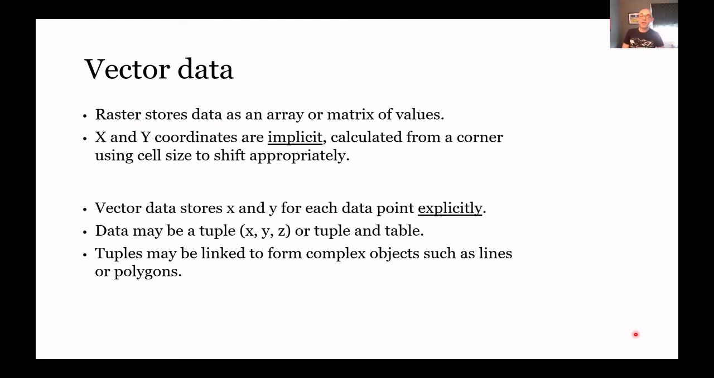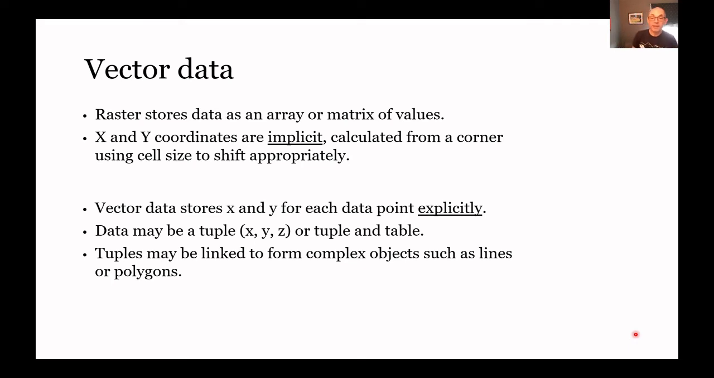Whereas with vectors, each piece of information has an explicit coordinate. We are storing information about that point. We build up everything from points, from nodes. We say, here, do something at this particular point, whether that's a part of a line or a polygon, but we go to this particular point.